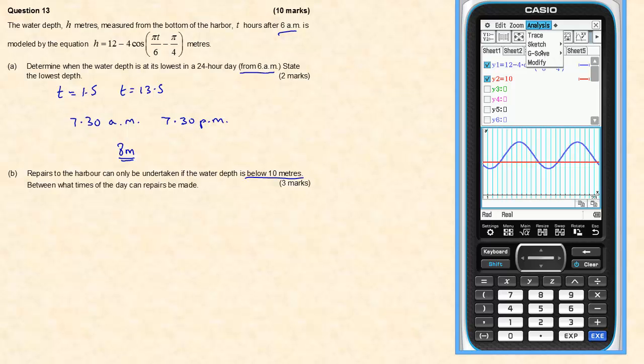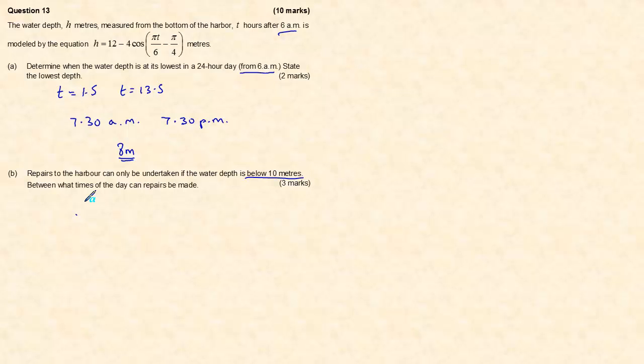So analysis, G-solve, intersection, and the first one here we can see is at 3.5. Notice it was below that depth at 6 a.m. as well though. So we can say 6 a.m. and then that was 3.5, so that's going to 9:30 a.m.